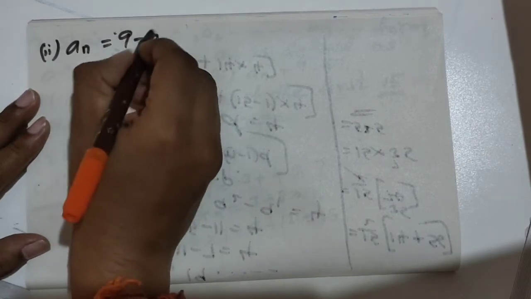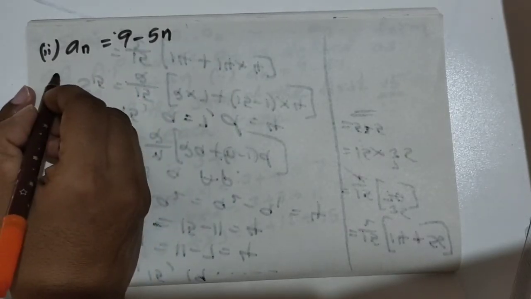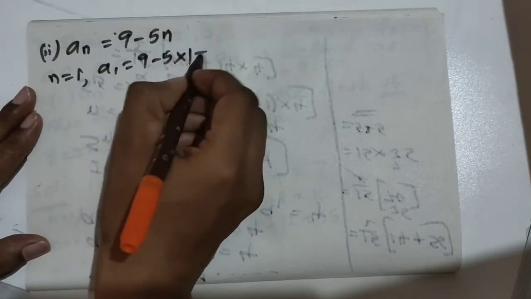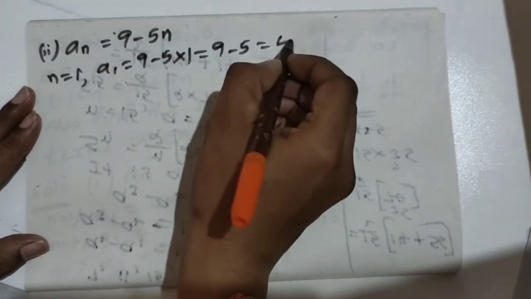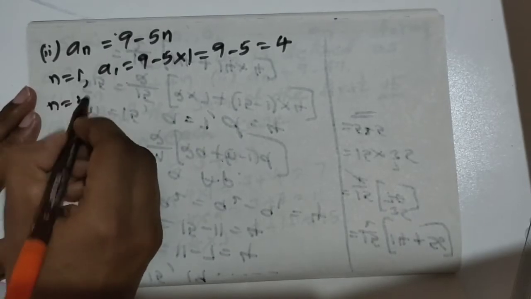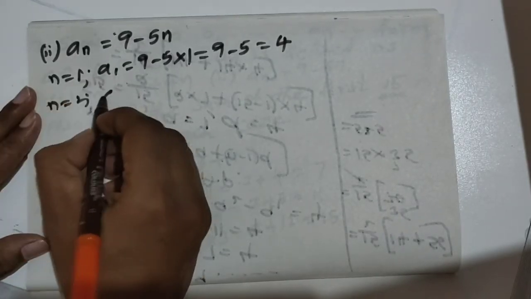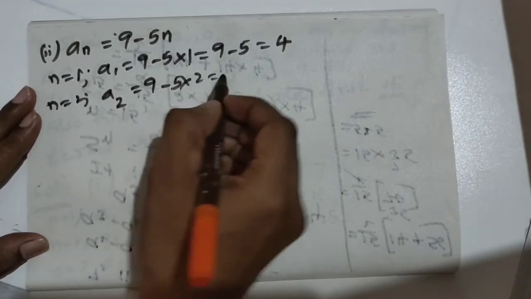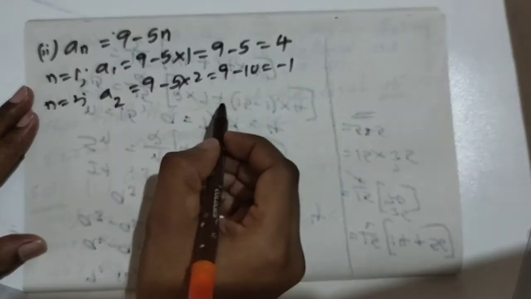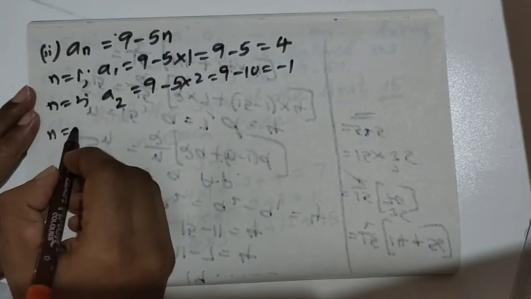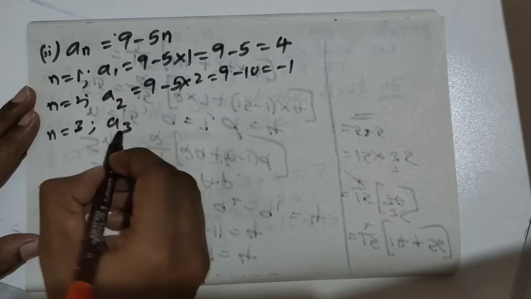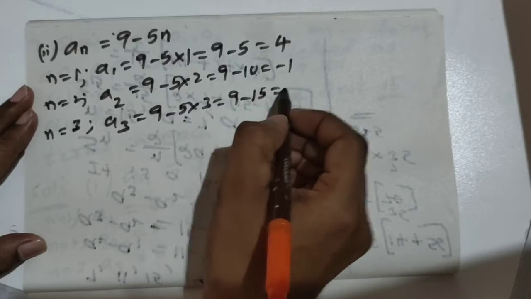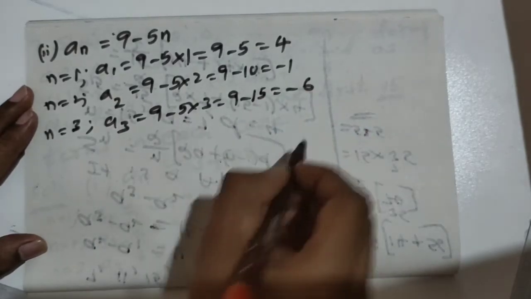9 minus 5n. So here also we will write down for n is equal to 1, a1 is 9 minus 5 into 1, 9 minus 5, simply you get 4. And for n is equal to 2, just find 3 terms, you can easily get the pattern. So 9 minus 5 into 2, 9 minus 10, minus 1. So children, we are getting negatives. And n is equal to 3, a3 is equal to 9 minus 5 into 3, 9 minus 15, simply you get minus 6.